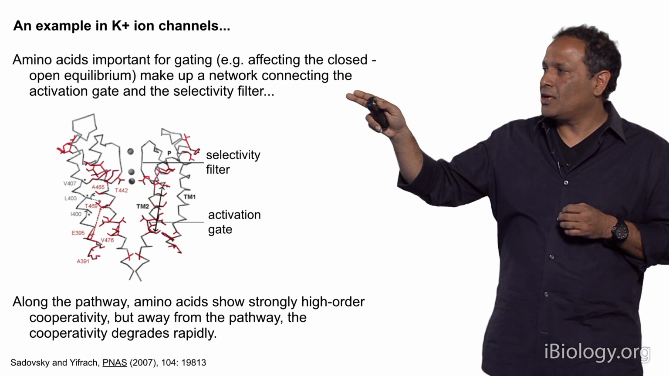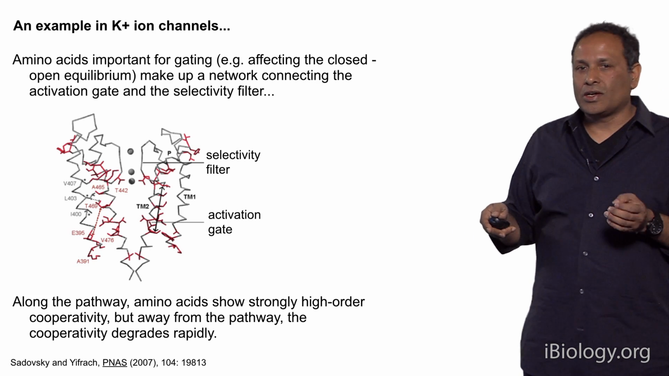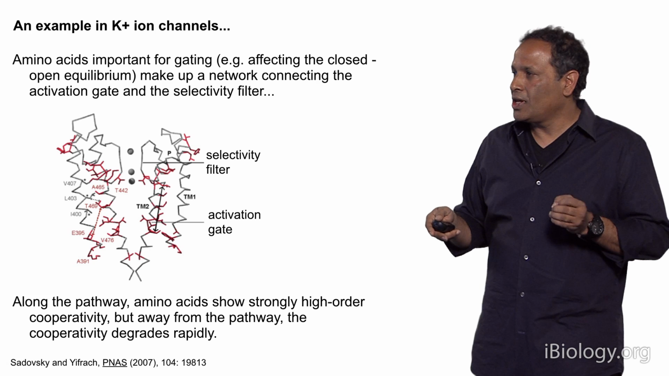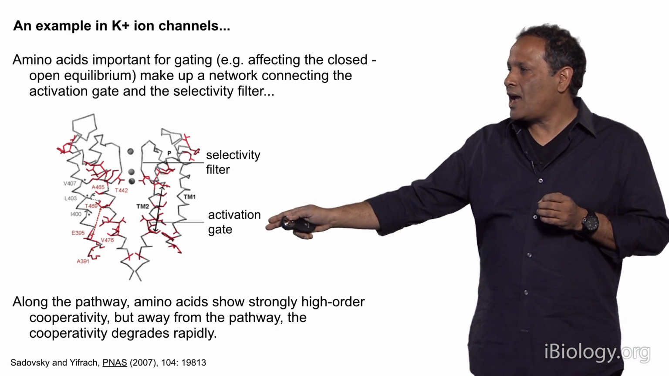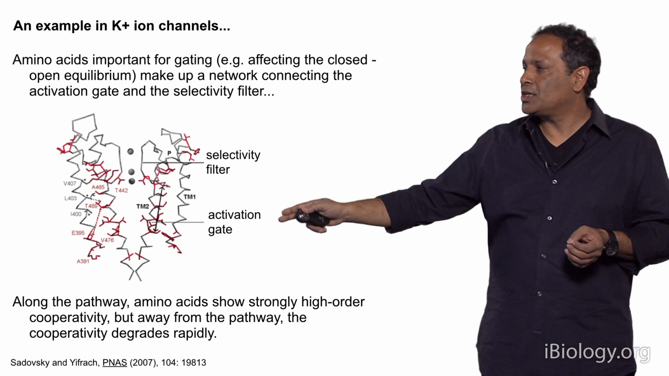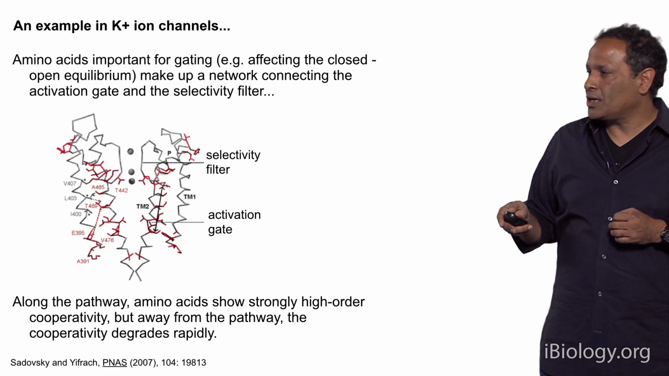Now, what was really interesting about the work from Sadovsky and Yifrak is that they showed that amino acids in the channel that are important for gating, that is, the ones that influence the ability of the protein to open and close, actually make up a network of amino acids that connects the activation gate down at the cytoplasmic region with the selectivity filter that's located more near the extracellular region of the channel.